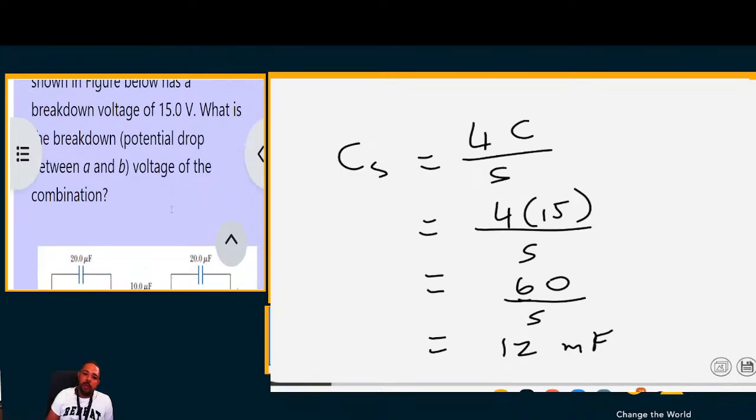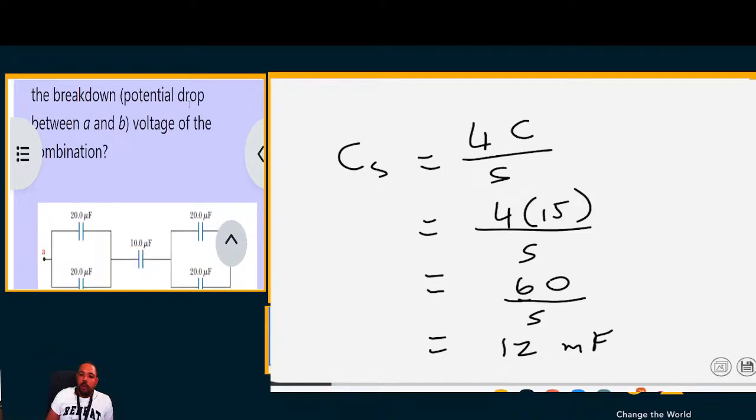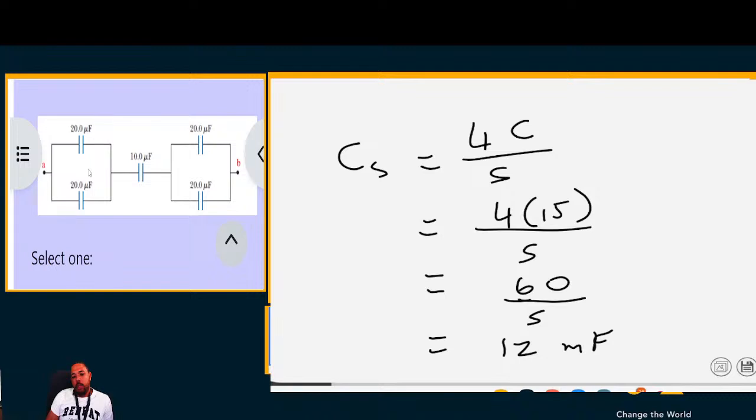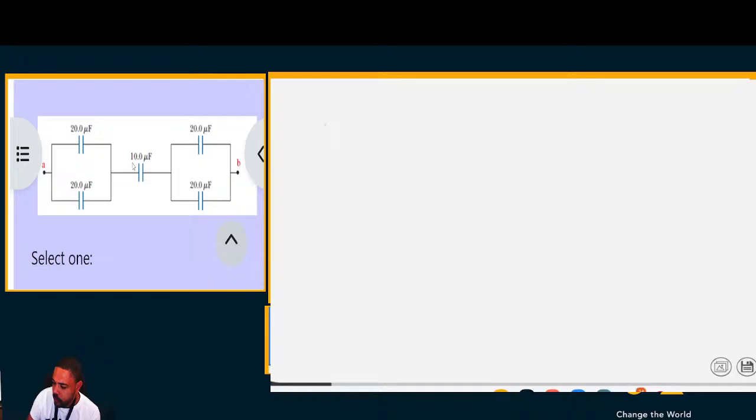Each capacitor in the combination has a breakdown voltage of 15 volts. What is the potential drop between A and B? So the potential drop between A and B of the entire combination. Okay, so first you need to calculate the equivalent electric capacitance. And it's reasonably easy. We have two sets in parallel. If you were to draw it again, you have the following.